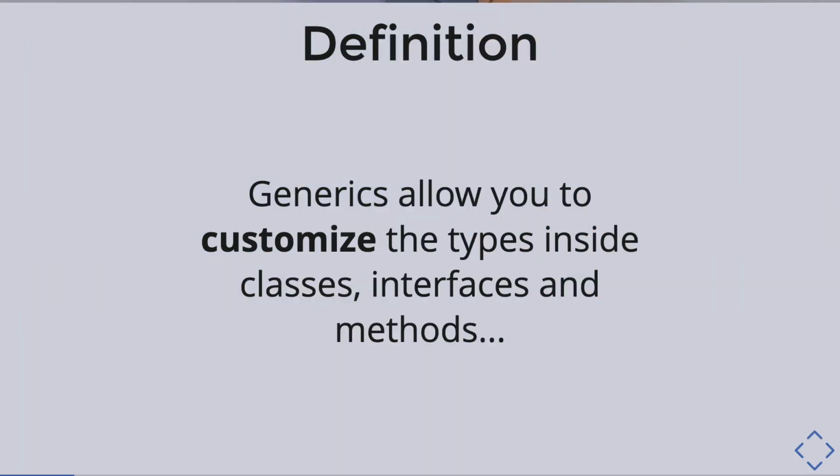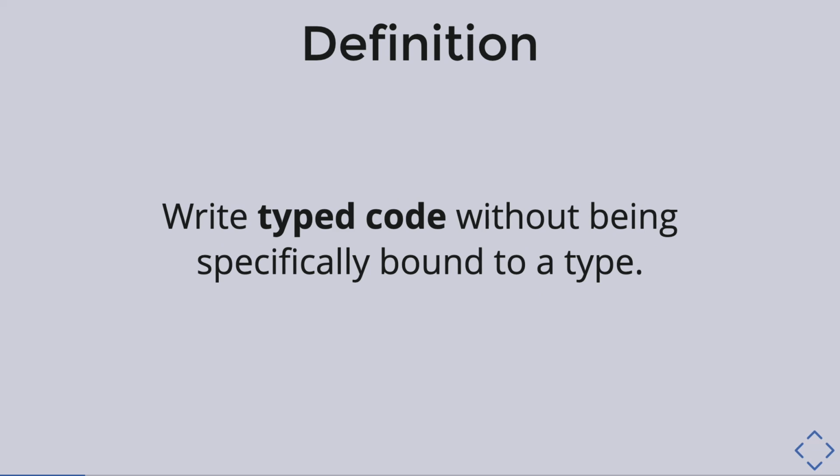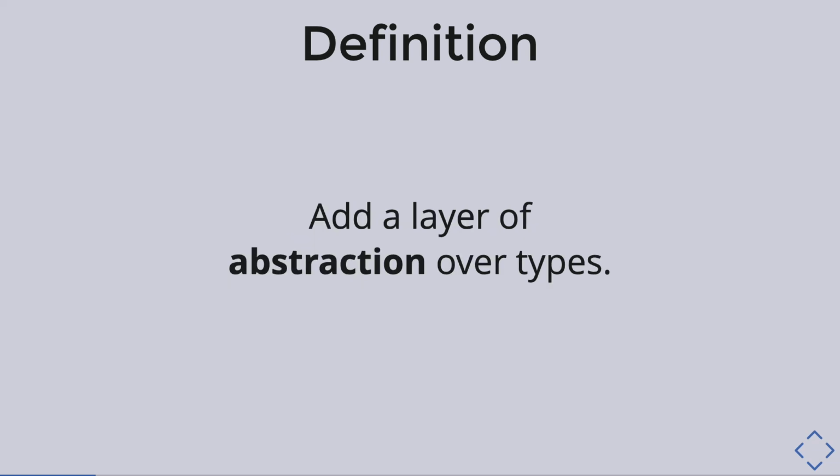So generics, what is it? Generics allow you to customize the type inside a class and a method or any interface, trait, and so on. So it's a notion highly coupled to the type system of a language. This allows you to write typed code, but without being specifically bound to a type. You notice that PHP is more and more typed. And this is a good thing because we have more security in our code by typing it. But we are also less flexible. And generics will allow you to have the best of the two worlds. And we can finally think about generics as an abstraction layer on top of types.